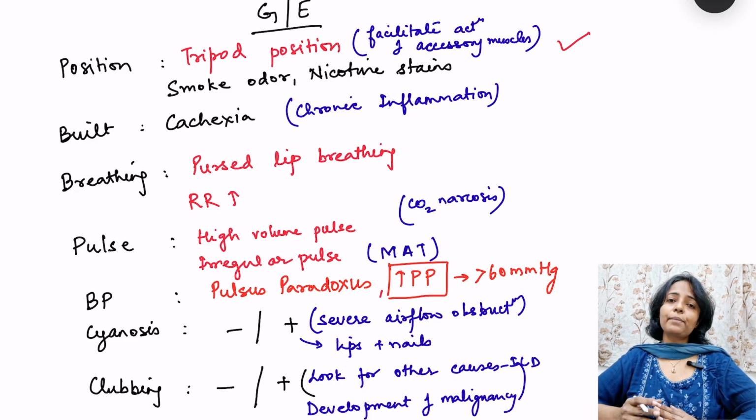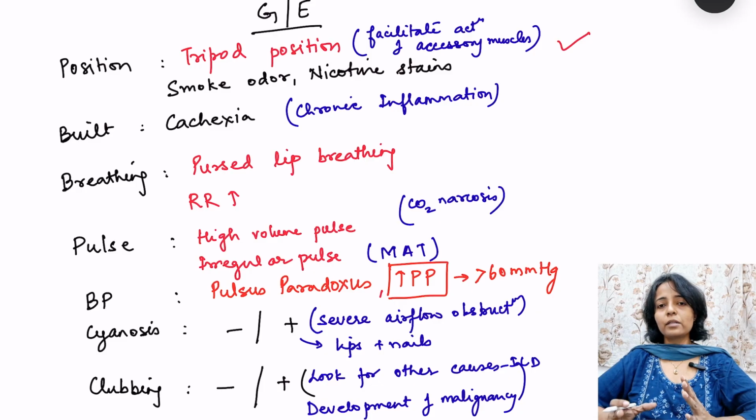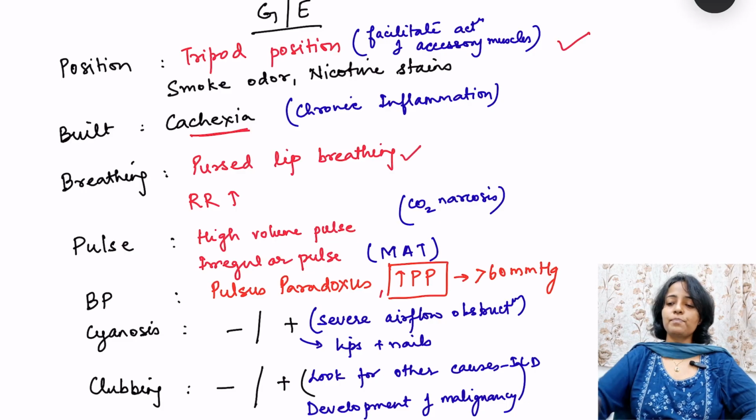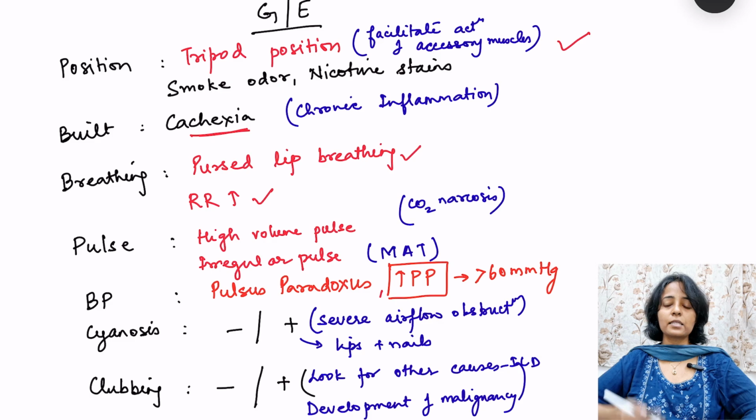Then in general examination, you have to note the signs whether the person is a smoker. Then build of the person. Because of presence of chronic inflammation, the person will be cachectic and might be very, very thin, because that is going to cause weight loss and the person's appetite will also be less. The person will have pursed lips breathing and increase in the respiratory rate. Since there is breathlessness, there will be increase in the respiratory rate.